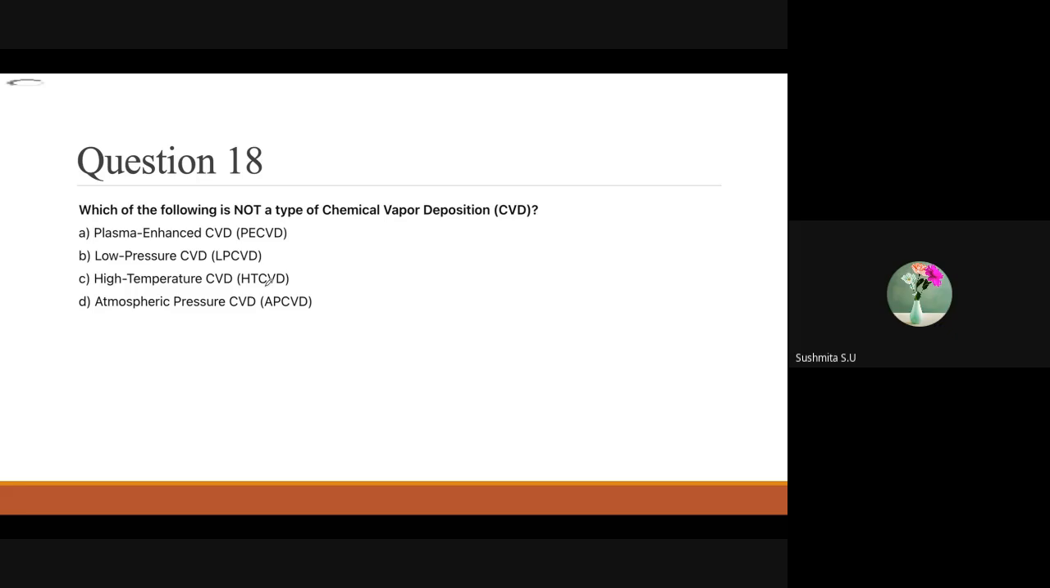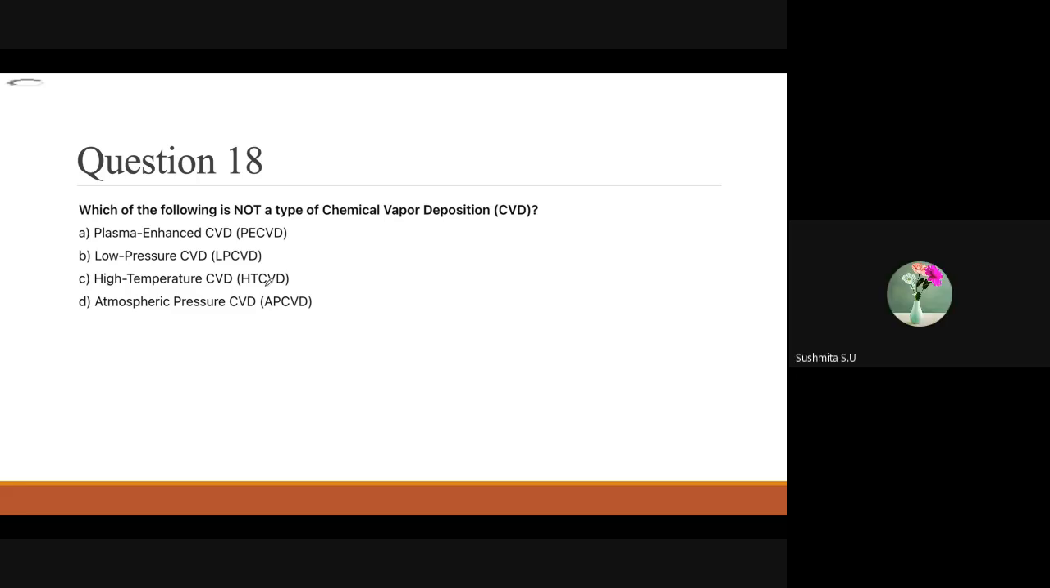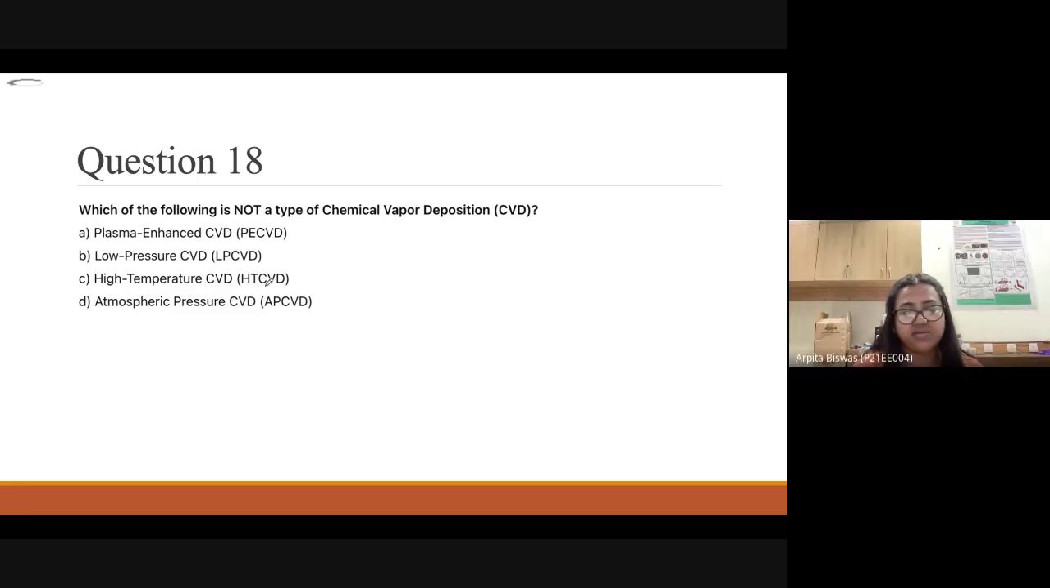Ma'am, is it D? Atmospheric pressure? No, I have already discussed that. Yes, in atmospheric pressure CVD, we can use the precursor in powder form. Then we give some higher temperature, it starts to evaporate and then it reacts. After the reaction, some new material is prepared, then it is deposited on the sample. So atmospheric pressure CVD is present. So it is also a type of chemical vapor deposition technique.